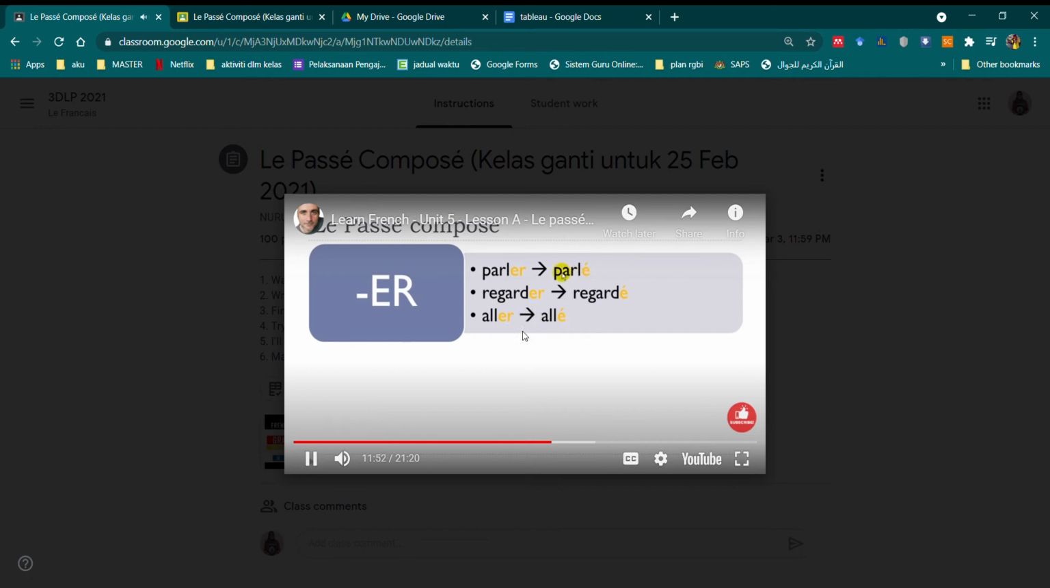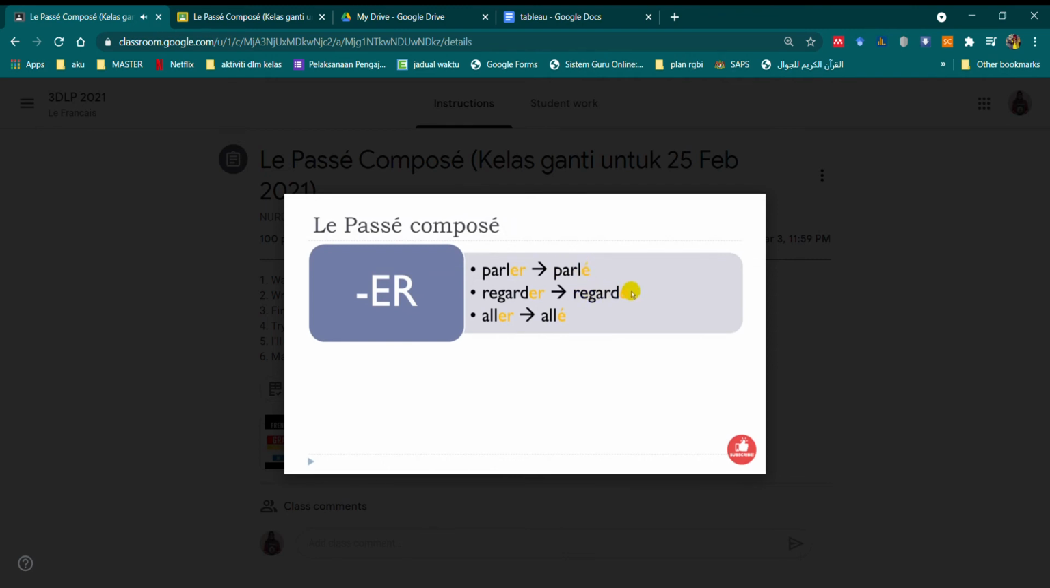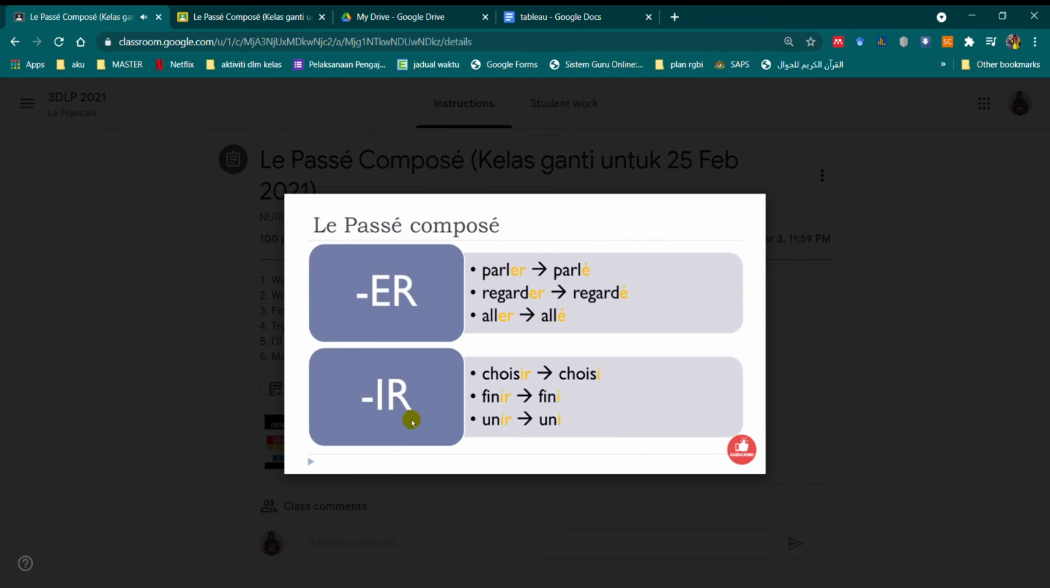Okay, so parler, regarder, regarder is to watch, and then aller, aller is to go. Okay, the verbs from the second group. So second group, not all the er verbs, unfortunately, but most of them. Well, it would be quite simple because this er will become i. All right, so you will have verbs like choisir, choisir is to choose, will become choisi for the participe passé form. Okay, finir, to finish, to end, fini, like that. Unir, to unite, uni. All right, so it's not that difficult. Okay, so choisi, fini, uni.